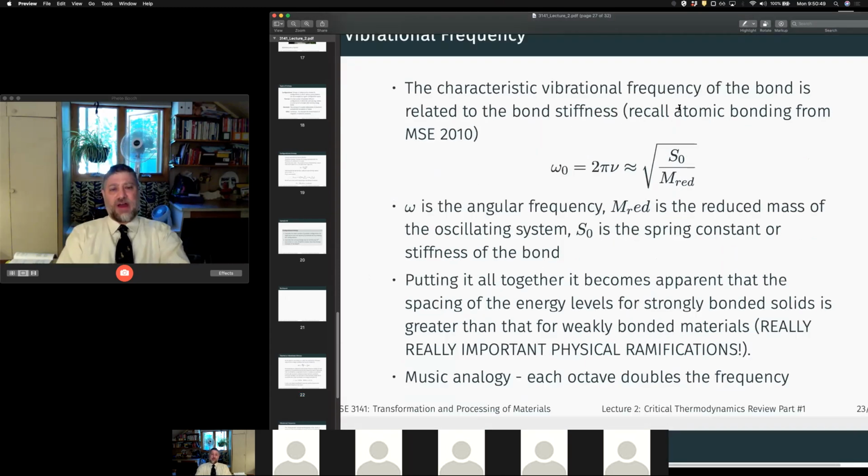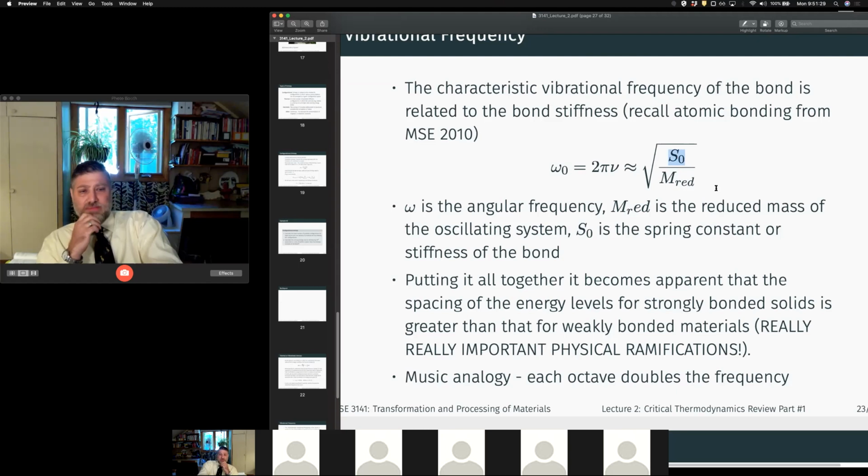So the characteristic vibrational frequency of the bond is going to be related to the bond stiffness, right? Just like the tighter you make the string on a musical instrument, the higher the note, the higher the frequency, right? So the stiffer we make our bonds, we're going to increase the vibrational frequency, right? So this here is our spring constant, right?